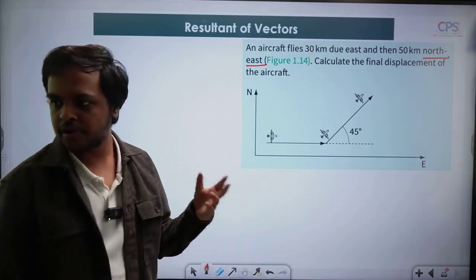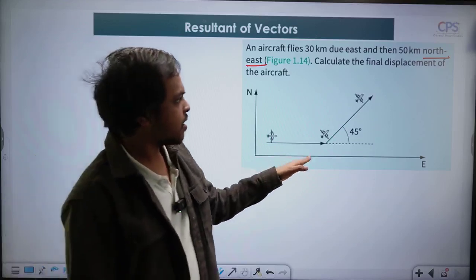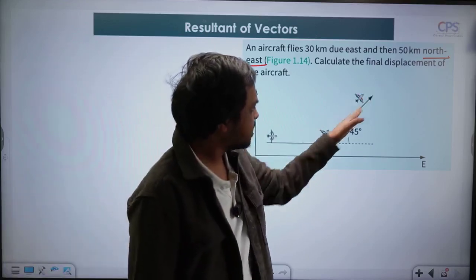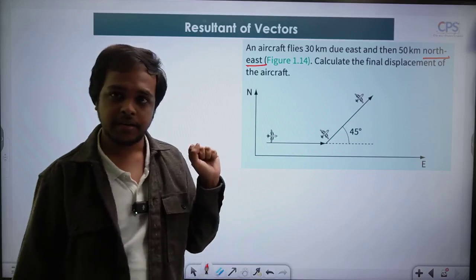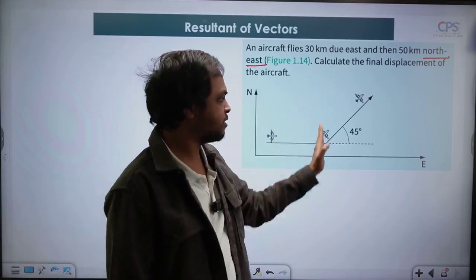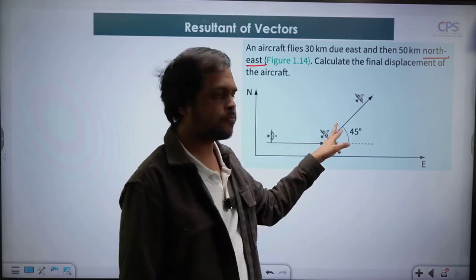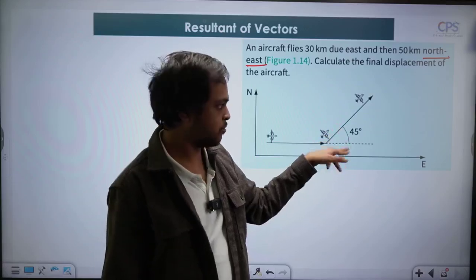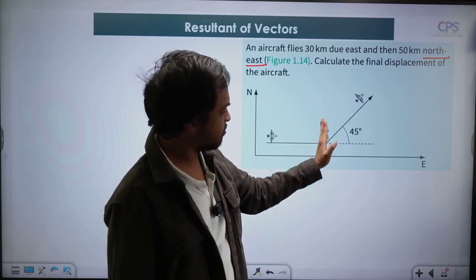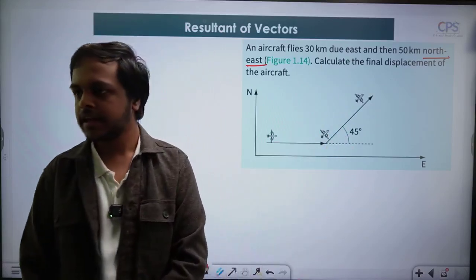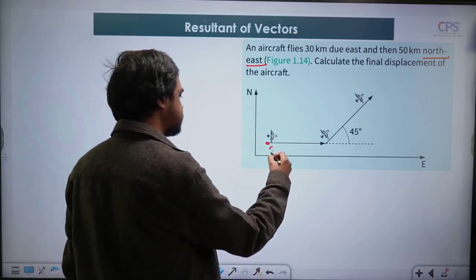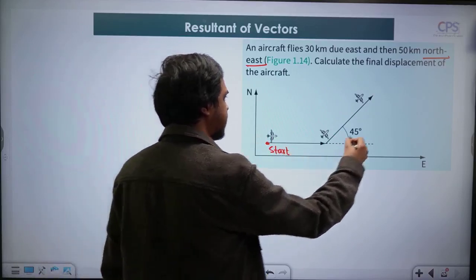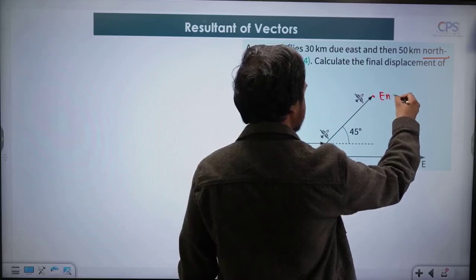See, whenever they say northeast, you have to assume this is in the bisection of northeast. Bisection, you know what bisection is? The bisectional line which lies exactly between north and east, exactly meaning 45 degrees. 45 degrees due this, 45 degrees due this is a total of 90 degrees. Okay, so the aircraft starts here. This is the start and the aircraft ends here. This is the end.